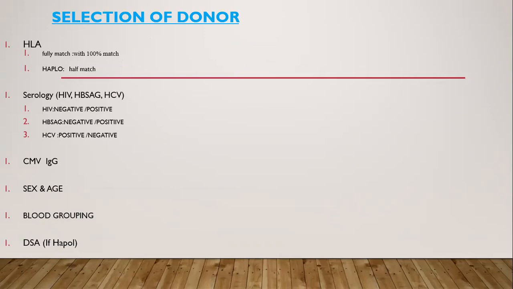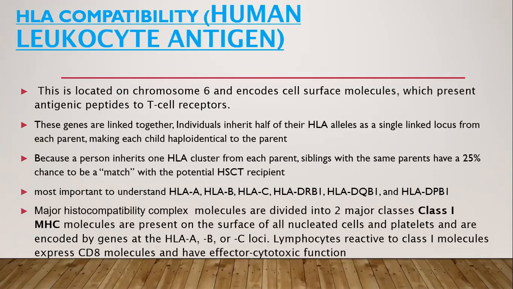Selection of the donor. Selection of the donor is based on the HLA, serology, CMV IgG, sex, age, blood group, and DSA if it's haplo. So first we'll see the point HLA. HLA is human leukocyte antigen.